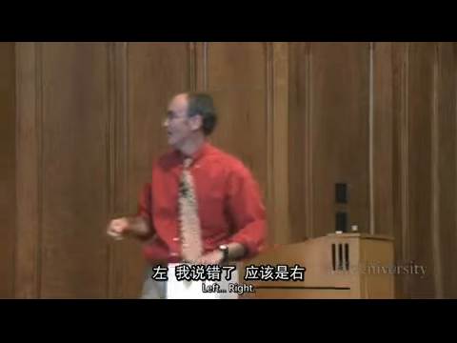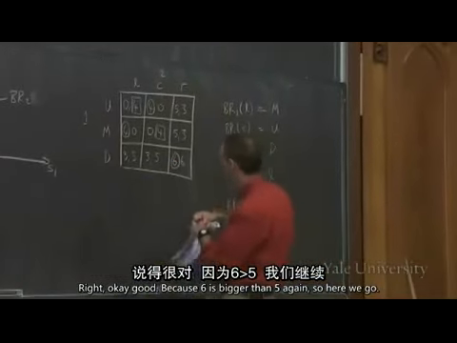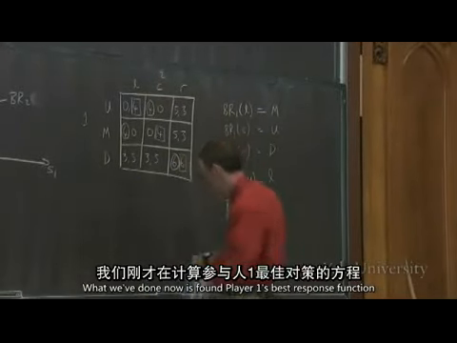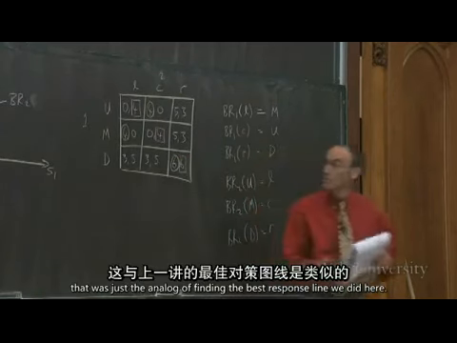Is left. I'm sorry, right. Okay, right. Okay, good, because 6 is bigger than 5 again. Okay, so here we go. All right. So what we've done now is found player 1's best response function.